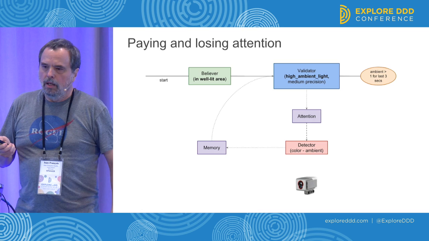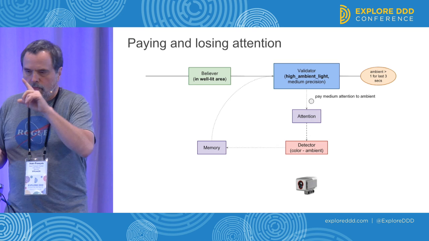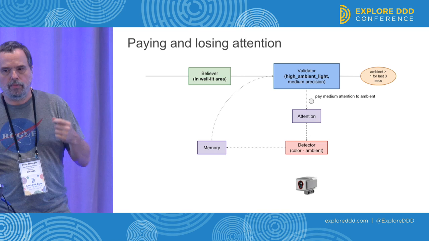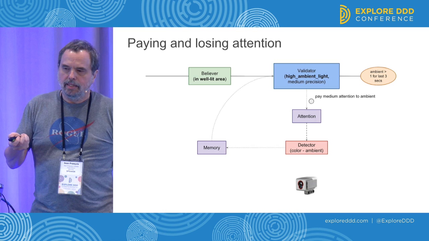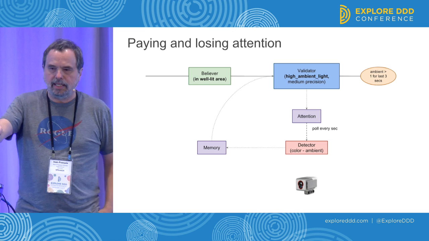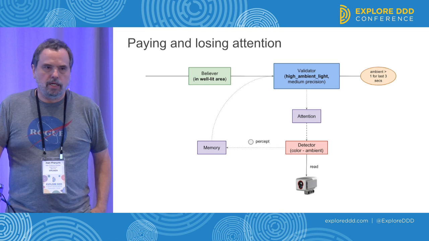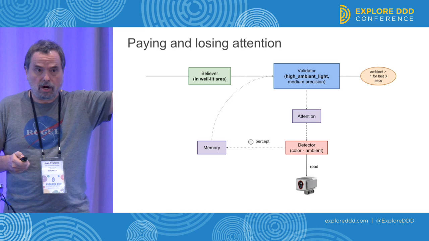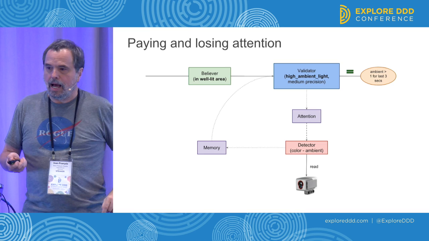Okay. So when we start the believer, it starts the validator. And then the validator says, okay, I'm up and running. I care about ambient light. So I'm going to raise an event that says, I want to pay attention to ambient light. That event is caught by the attention agent that says, okay, fine. We're going to poll the detector for ambient light every second. So we read, a percept is generated, it's put in memory. Memory says, I have something new here. Validator says, I care about that. I care about this new reading on ambient light. And based on that, I say, aha, good, yes. My prediction is fulfilled. Okay.